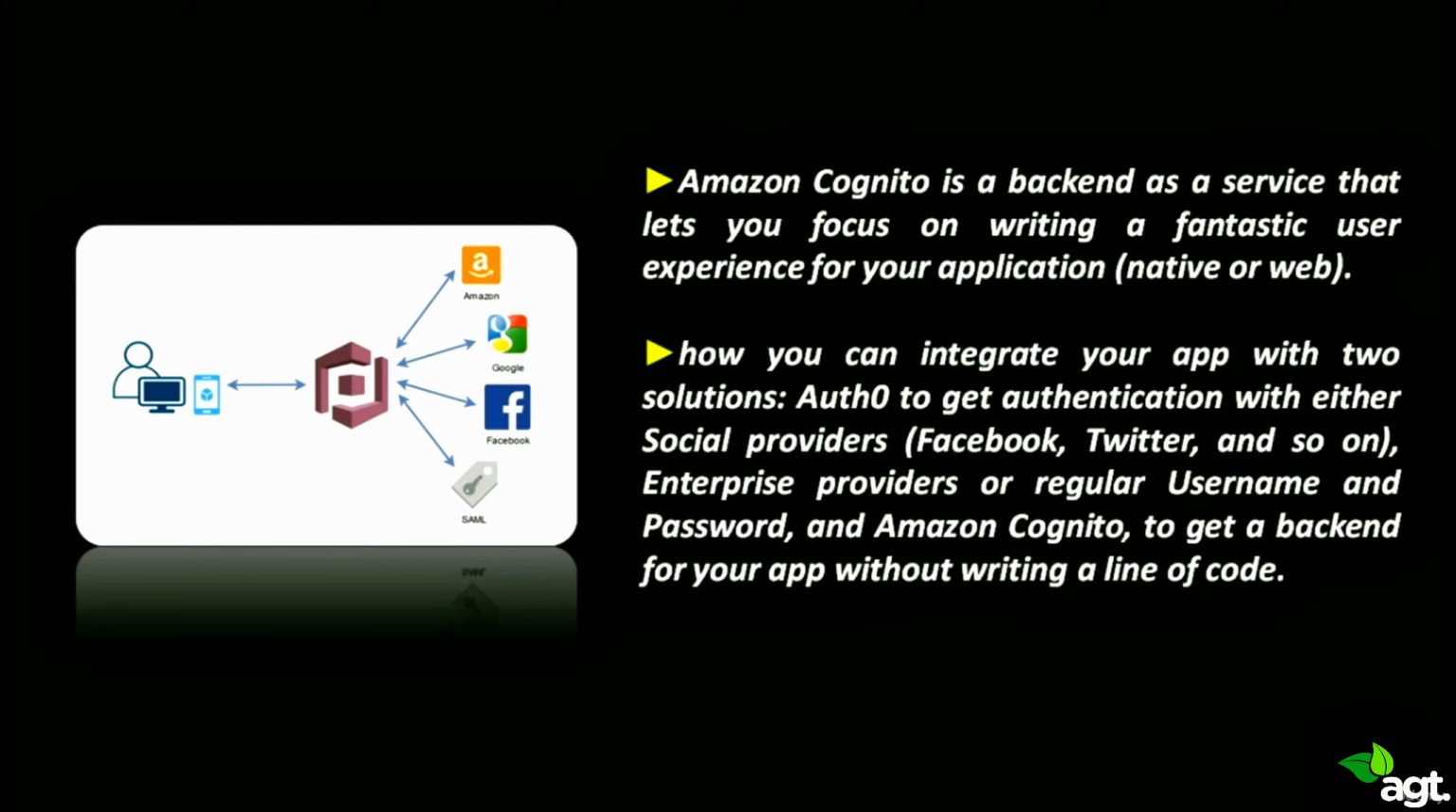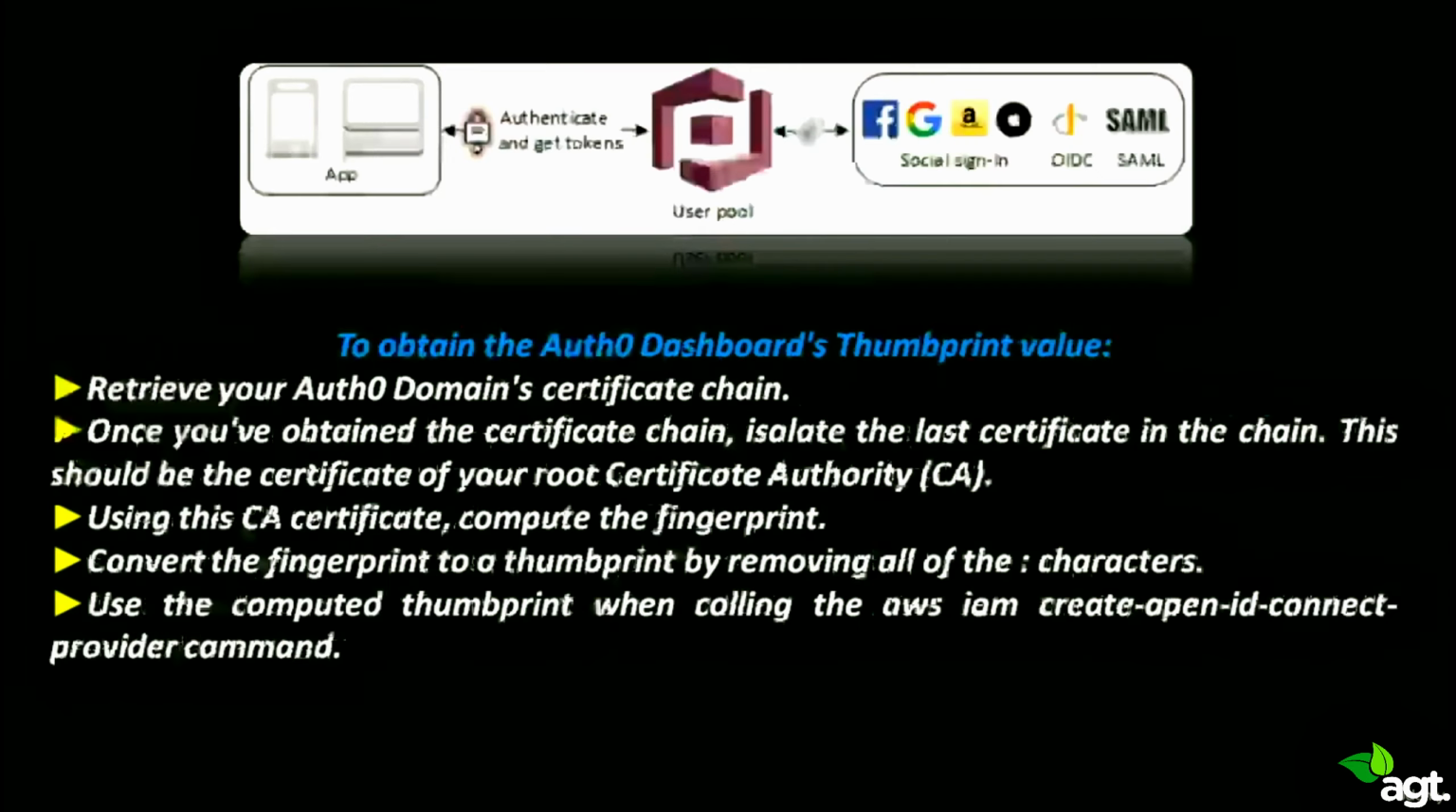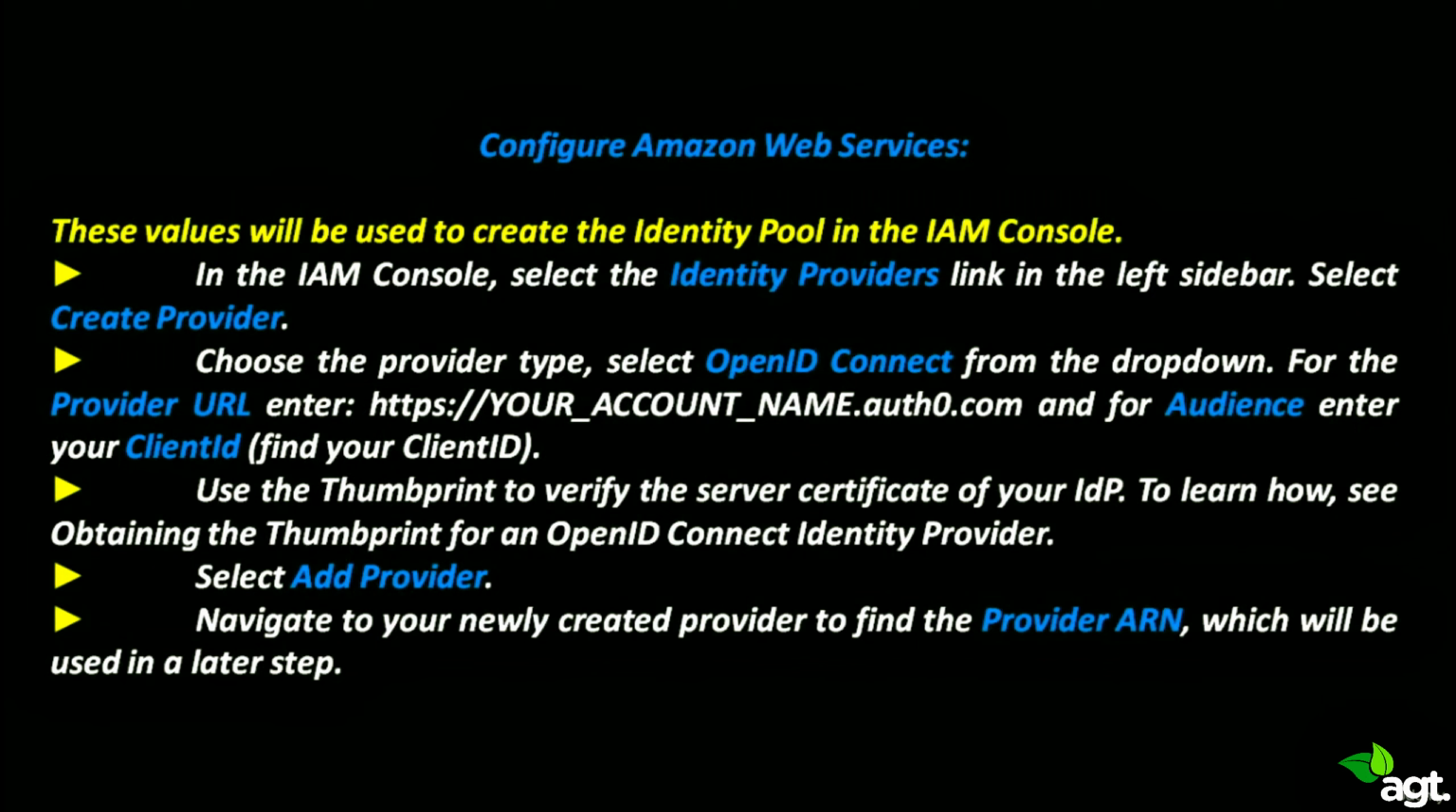You can just review available providers on your connection pages, and how to configure the Amazon Web Services process. To create a new OpenID Connect provider, the first step is to create an OpenID Connect (OIDC) provider pointing to your Auth0 account, and please take note of your Auth0 domain name and your application ID. These values can be found in your application settings. These values will be used to create an identity pool in the IAM console.